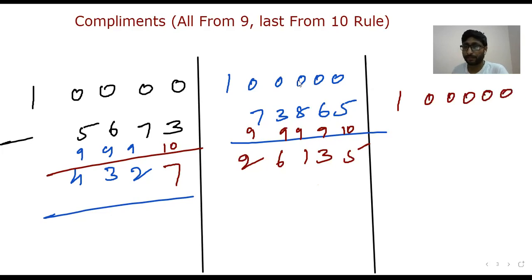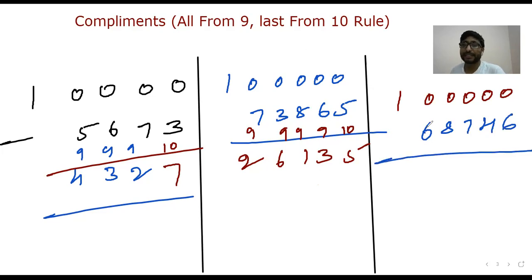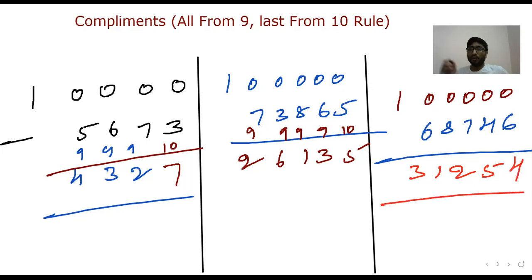Look here now. Okay. 68,745. All from 9, last from 10. 9 minus 6, 3. 1, 2, 5, 3. Sorry, 4. That's it. How fast we did it?